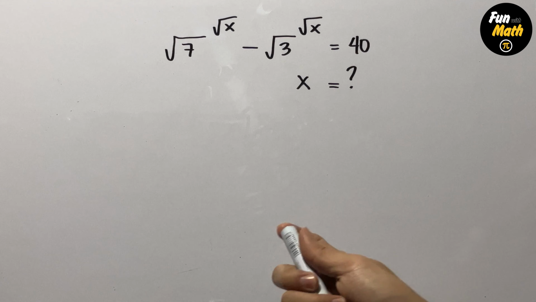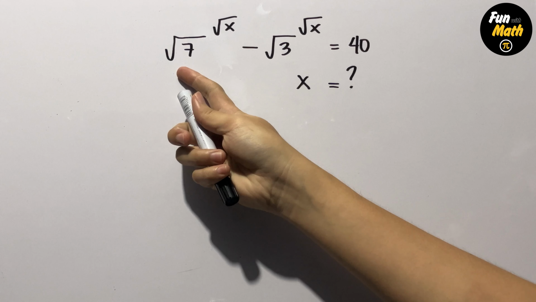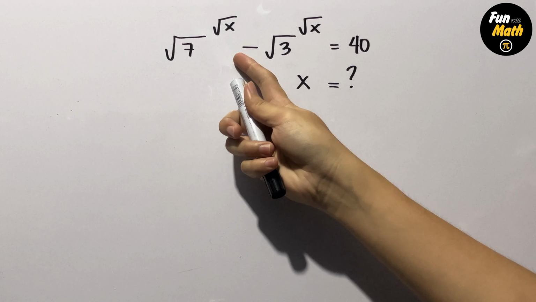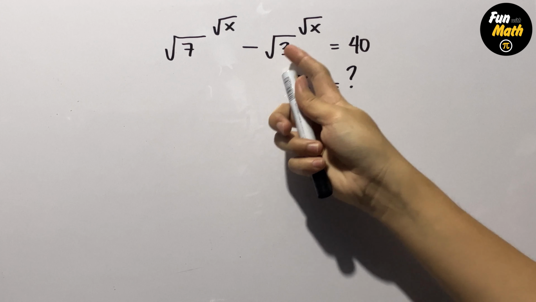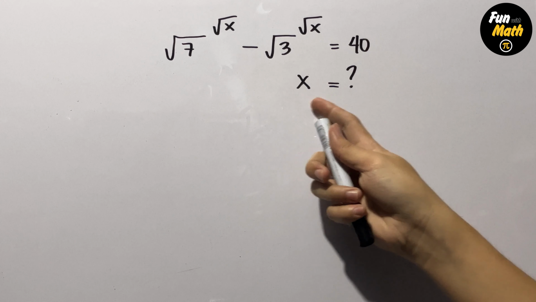In this video, we are going to solve this problem. Square root of 7 to the power of square root of x minus square root of 3 to the power of square root of x equals 40. What is x?